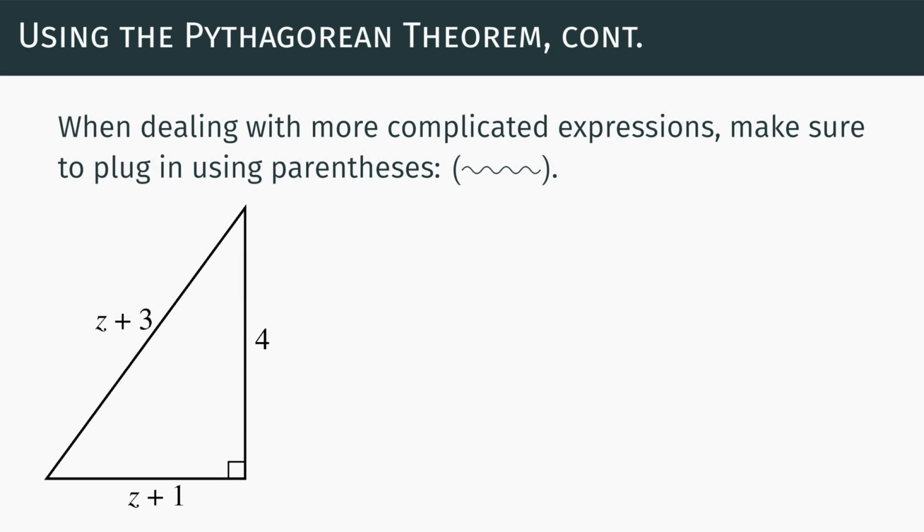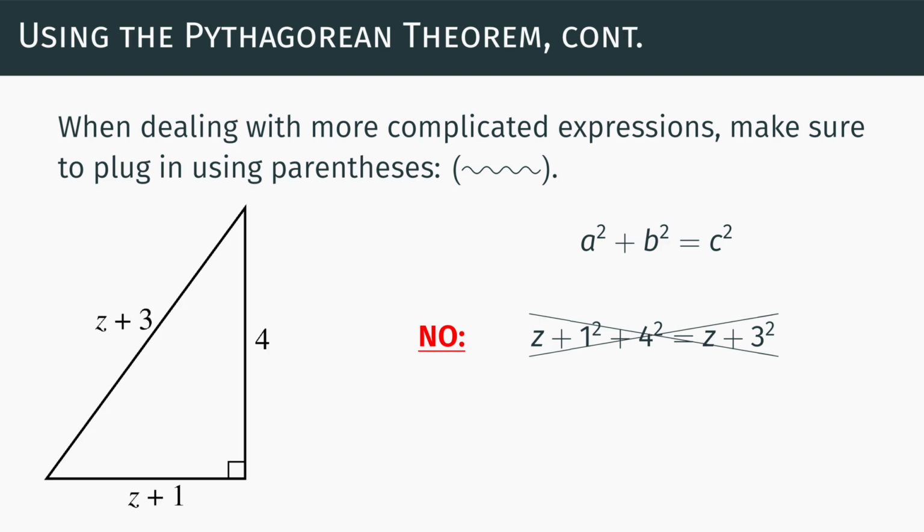If you're dealing with something a little more complicated for the expression, something that's not just a number or a single letter, then you want to make sure to plug in using parentheses. So if we're looking at this triangle, we're going to use a squared plus b squared equals c squared again, but it's tempting to plug in z plus 1 squared for the z plus 1 leg, plus 4, my other leg, squared, equals z plus 3, the hypotenuse, squared. But if you plug it in like this, you're not dealing with the fact that z plus 1 is the entire side, so that entire side needs to be squared. Same, z plus 3 is your entire hypotenuse, so all of z plus 3 needs to be squared.